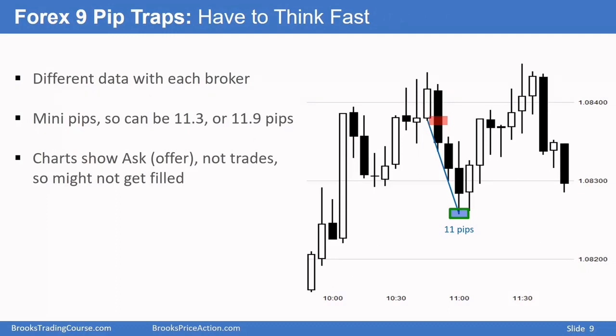Different data from different brokers. Also, there are mini pips, so instead of 11 pips, it could be 11.3 pips, 11.9 pips. Also, because some charts only show the ask, the offer, and not the actual trades, you might not get filled, even though it looks like you're getting filled. So Forex traders trying to scalp for 10 pips, difficult thing to do. Most Forex traders should not be doing that. But experienced Forex traders can do that. But they can only do it if they can think fast. They have to make quick decisions.